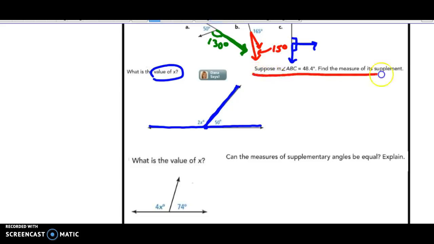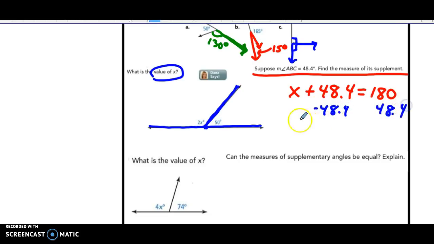at this problem here. Suppose the measure of angle ABC equals 48 4/10 degrees. Find the measure of its supplement. Well, I know that my angle that's going to be a supplement, when added to the measure of the angle ABC, together has to equal 180. So I am really just going to subtract 48 4/10 from 180. So I can go ahead and make this 180 and 0/10 to help me solve.